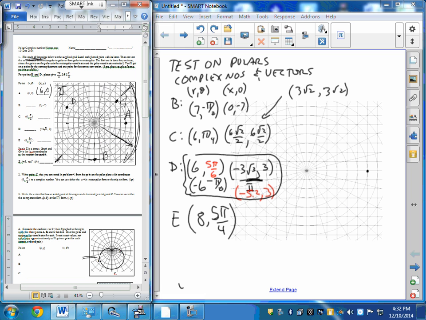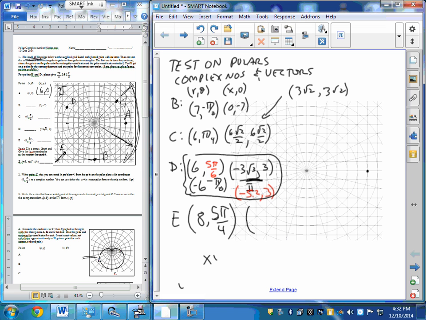Okay, I'm going to have to try to figure out what's going on here. 1, 2, 3, 4, 5, 6, 7, 8. Okay, so there's point E. And again, the XY is very similar. We know X is r cosine theta, 5 pi over 4. That's a standard angle. So 8 times negative square root of 2 over 2. That's going to be our X coordinate.